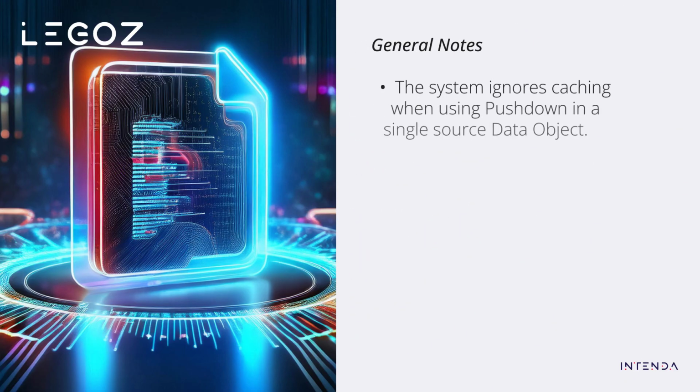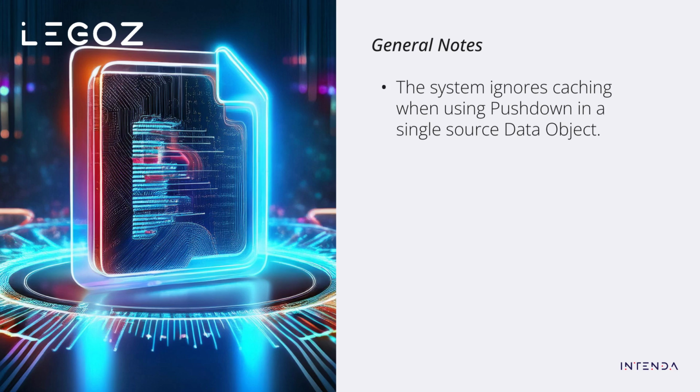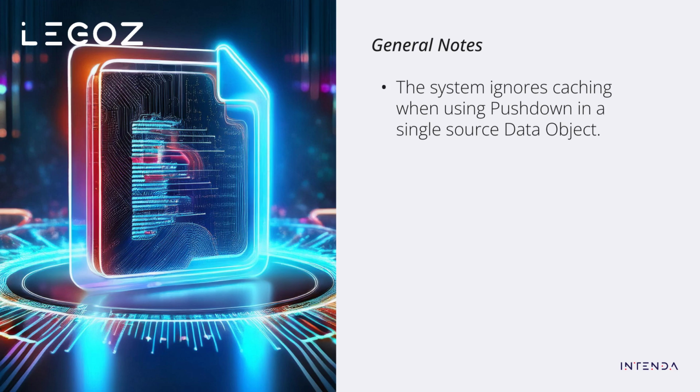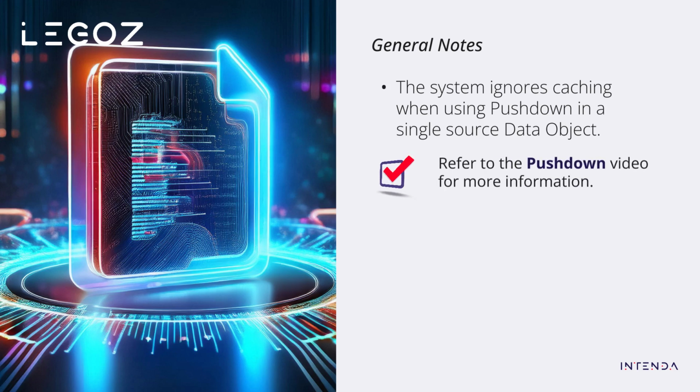Caching is ignored on a single source data object where push is active. Instead of utilizing the cached data, all queries associated with that object are directly executed in Spark. Even if the data was previously cached for efficiency, the system performs the entire query in Spark to ensure that the most current and consistent data is used. The fact that Spark reprocesses the data rather than retrieving it from the cache means that the full computational workload is reintroduced, and this can have an impact on performance. Refer to the pushdown video for more information on working with multi-data source objects.